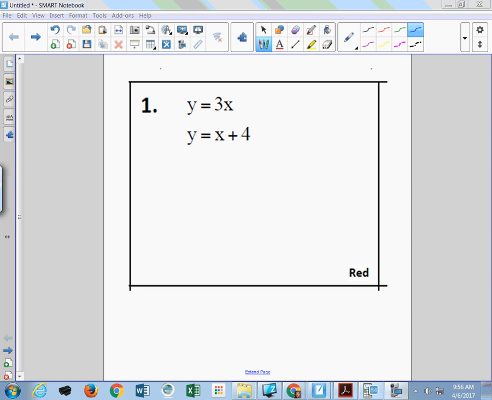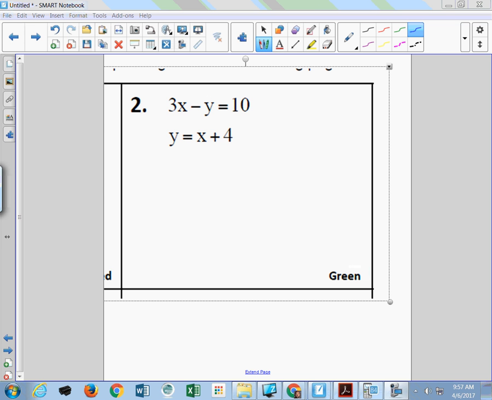So on your packet in the second page, you have this sheet that has these little boxes. In each one, there's two equations, systems of equations. Some of them are in regular form, y equals mx plus b, and then like number 2 are in standard form. So we have to change the standard form to y equals mx plus b like we did yesterday on that worksheet. So that's what you're going to use your notebook paper for, okay?